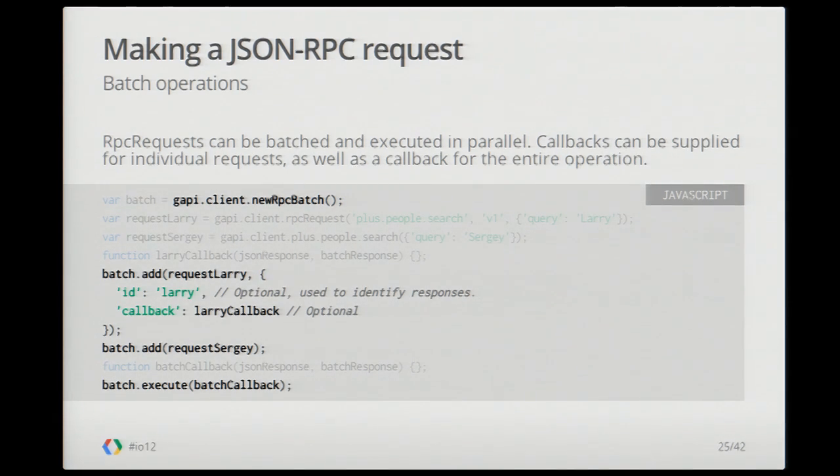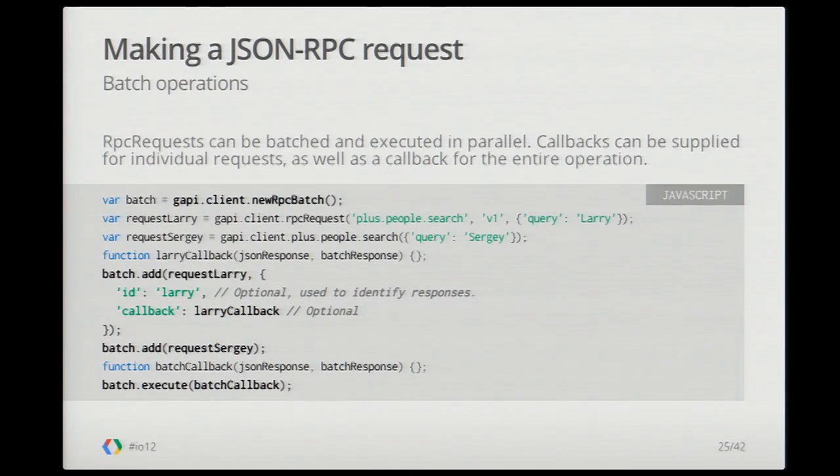So once I've added two requests to my batch, I define a batch callback. Again, this is just an empty function for illustration purposes, but you can see that the signature is similar to what we've seen before. We'll go over that in detail in a second. And then I execute that batch and pass in the batch callback.